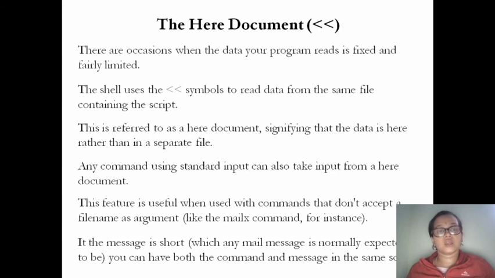So what is this here document? There are occasions when the data your program reads is fixed and fairly limited. Whenever your shell uses the two left chevron symbols to read the data from the same file containing the script, it is referred to as the here document, signifying that the data is here and not in a separate file.